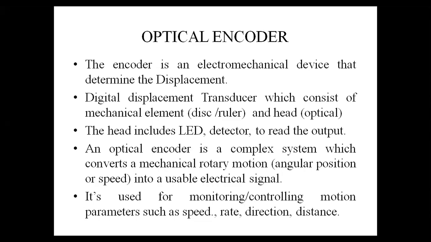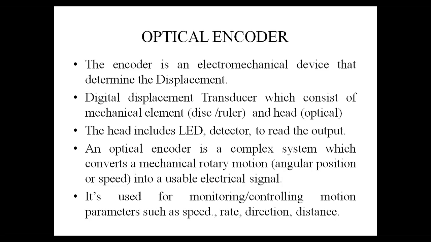So we will have a transducer which consists of a mechanical element. The mechanical element can be either a disc or a ruler, and a sensing head which is of an optical type. For the disc, we'll have rotary type encoders. For a ruler, we'll have linear type encoders with deposited or curved patterns. The sensing head includes an LED source and a light sensor in order to read the generated code. Encoders are used to translate rotary or linear motion into a digital signal.